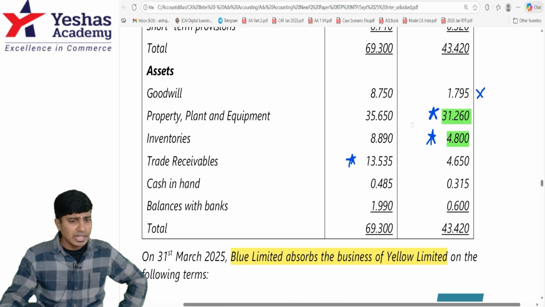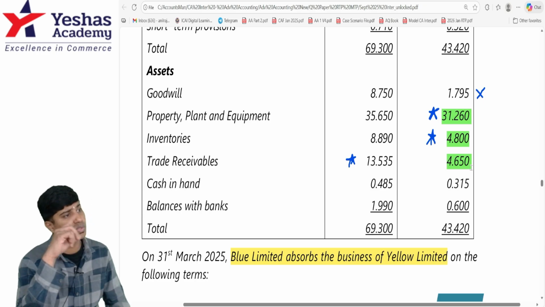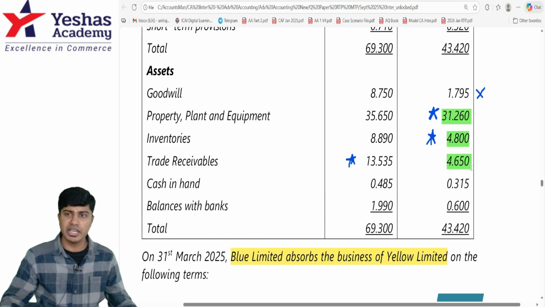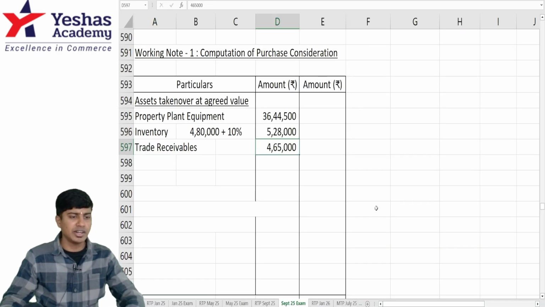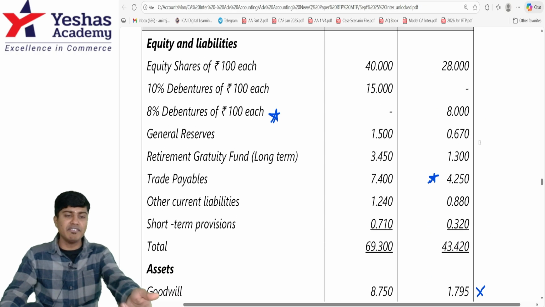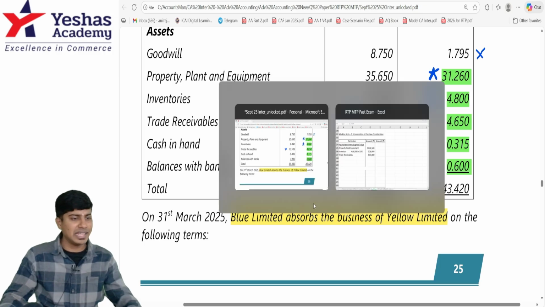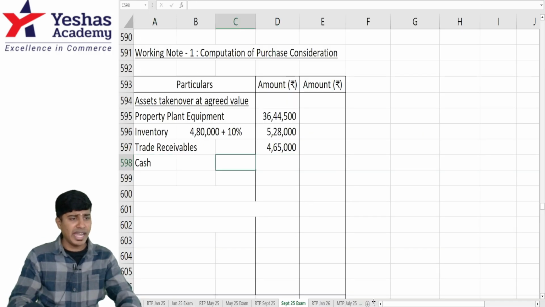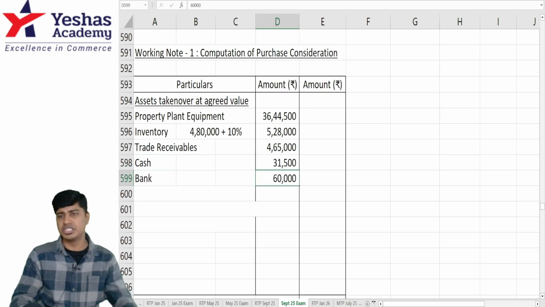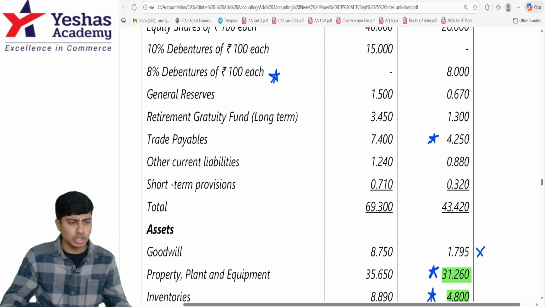Next, come back. We have trade receivables. There is mutual indebtedness, but mutual indebtedness will be adjusted in transferee books post amalgamation. Right now, we'll just take 4,65,000 as it is. Trade receivables 4,65,000. Then I have with me cash in hand 31,500. Sir, how do you say 31,500? It is 0.315 lakhs. If you want to multiply with 1 lakh, you will get the same. Cash balance, bank balance. I'll write both of them. Cash 31,500, bank 60,000. Once I take all the assets, now I'll go to liabilities. Liability side, we have to take short-term provision, current liability, trade payables.